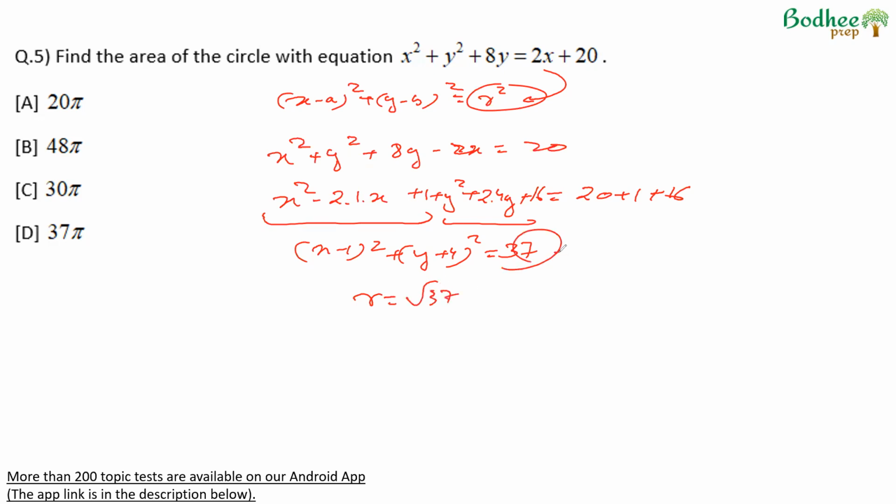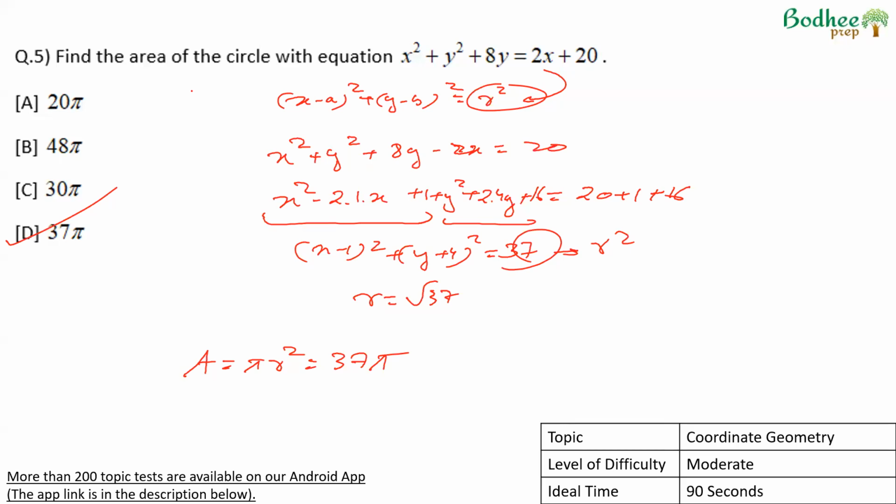R square is 37. We have to find the area of the circle. Area of the circle is pi r square. R square is 37. Therefore, the answer becomes 37 pi. I am calling it a moderate question because all of us may not be comfortable with the concept of circles. But at the end of the day, it is just a question on rearranging terms and completing the square. So attempt time should not be high.